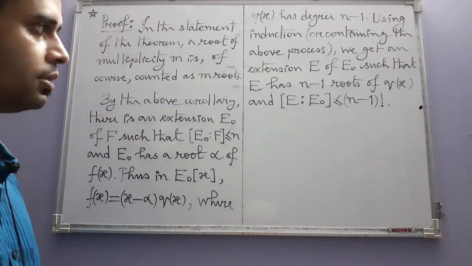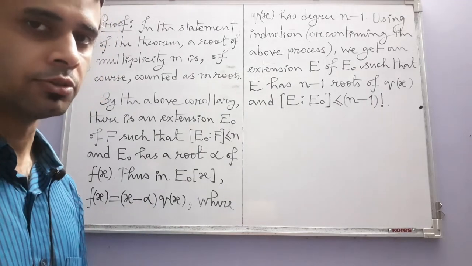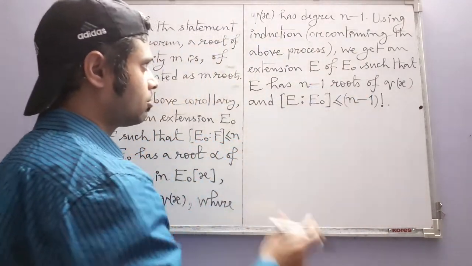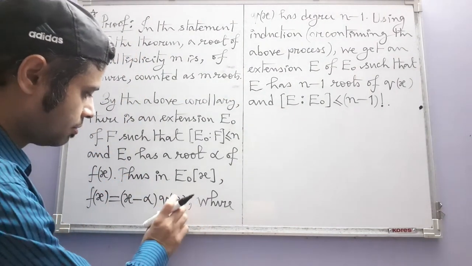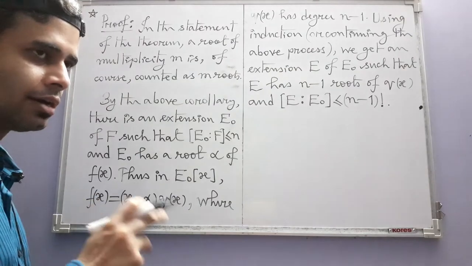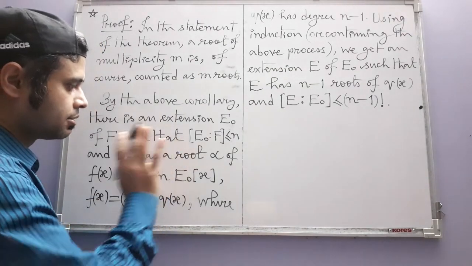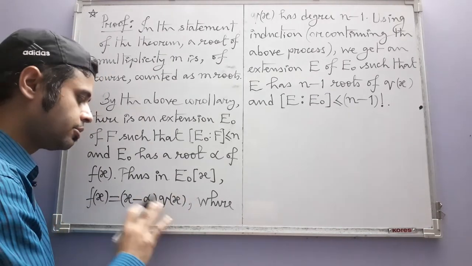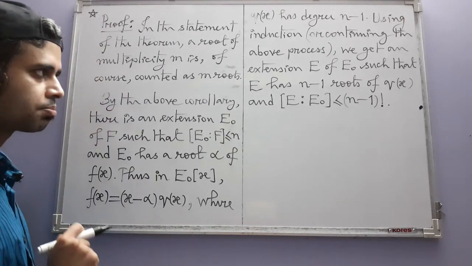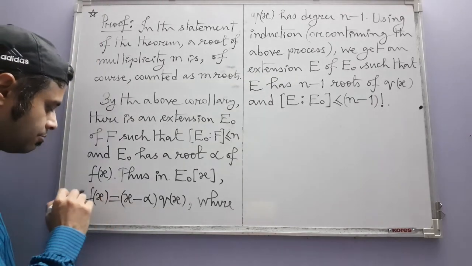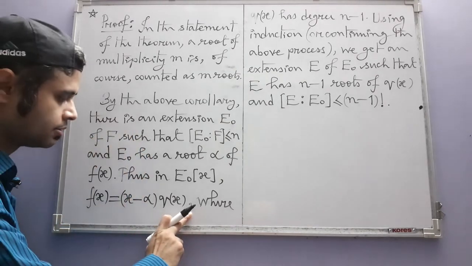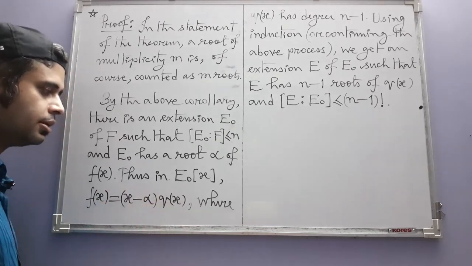So this way you can in fact devise an induction proof, and that's what the author is writing here. He writes, using induction or continuing the above process of getting polynomials of smaller and smaller degree. If this is your induction step, say you have assumed that the statement of this theorem is true for polynomials of degree n minus 1, and you want to prove that it is also true for polynomials of degree n, and you have assumed f(x) to be a polynomial of degree n, then applying that previous corollary once, you have got something like this, where now you have a polynomial q(x) whose degree is n minus 1.